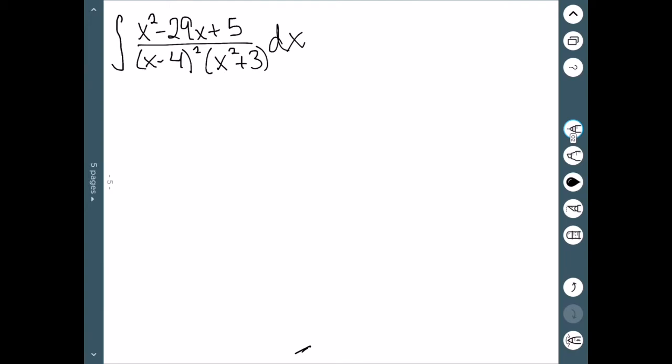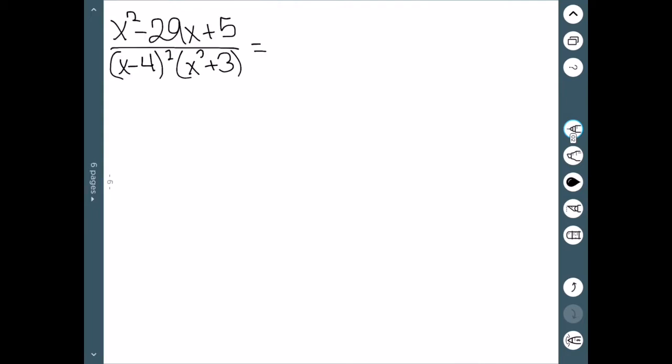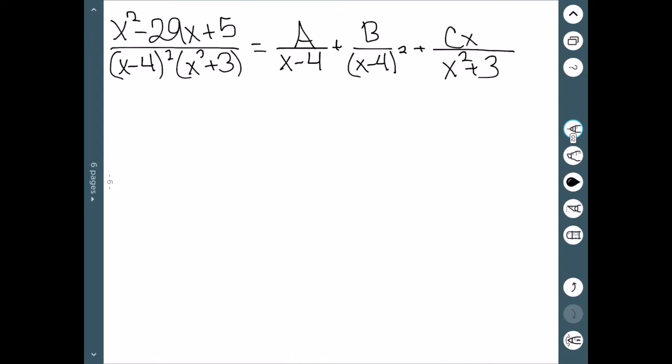Here's our next example. This time we can see our denominator's already factored for us, so we don't need to factor. Here, the first term is an x minus 4 squared. And our rules say we would need an a over x minus 4 plus b over x minus 4 squared. The x squared plus 3 term would then need a cx plus d. And now we can solve this.